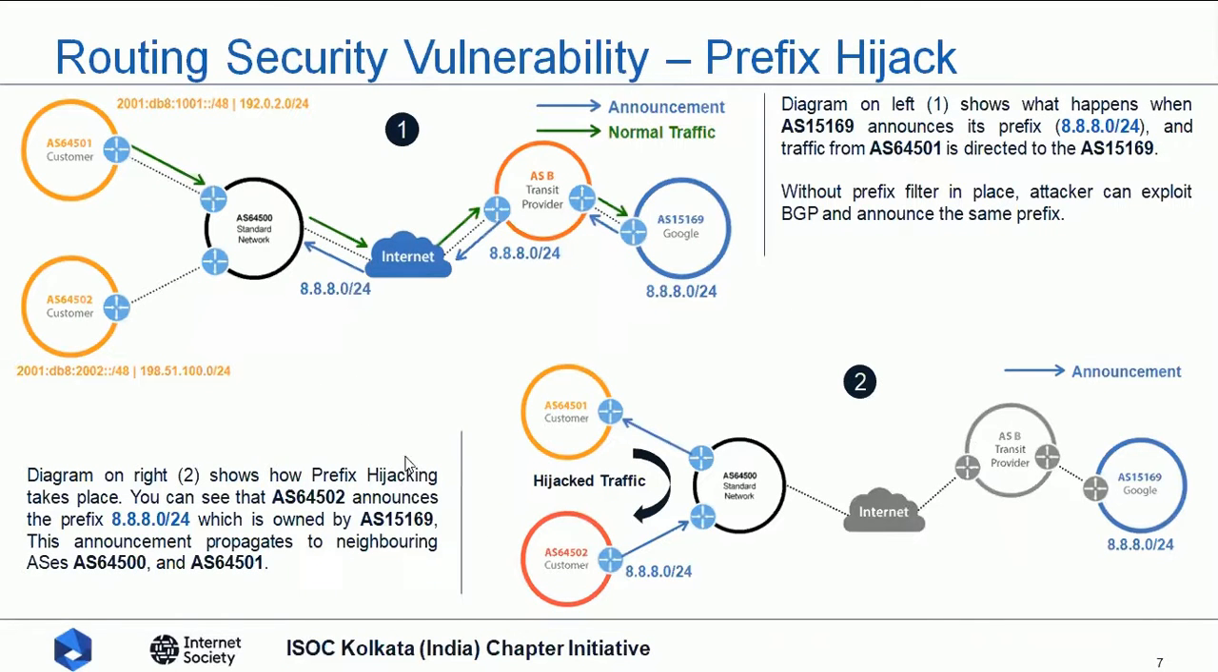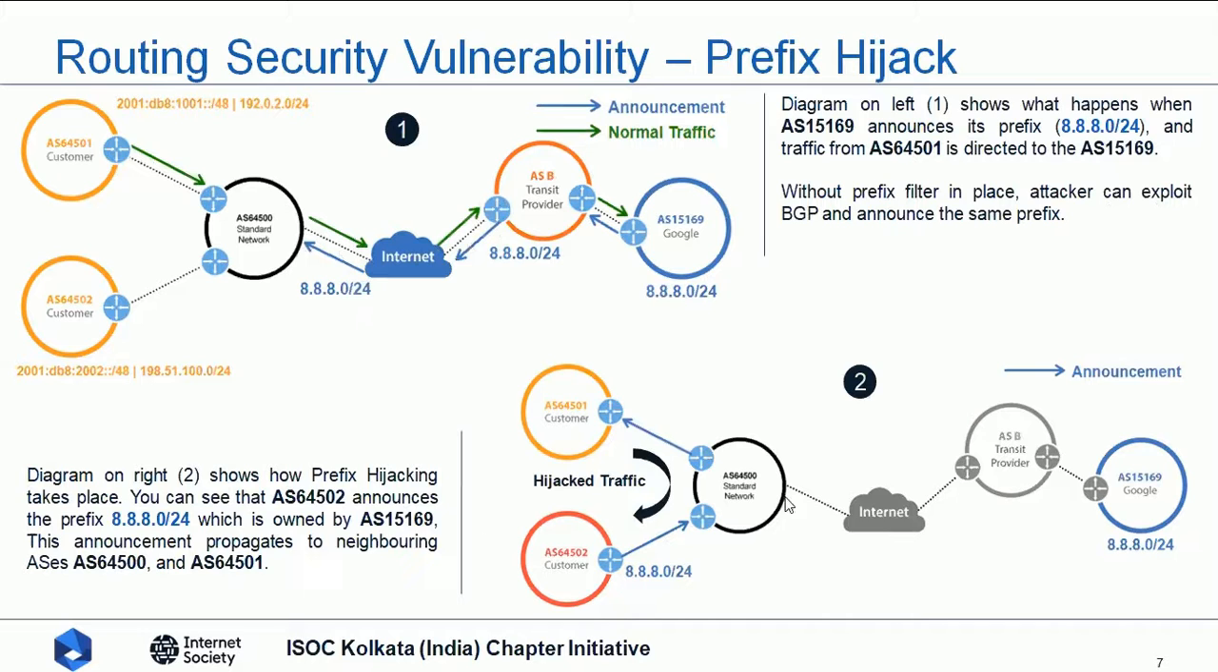Let us take the next one, the prefix hijack. The diagram on the left shows what happens when AS15169 announces its prefix 8.8.8.0/24, and the traffic from AS64501 comes as the normal route and finds it here, because it is announcing its prefix. Now, if you do not have any prefix filter in place, the attacker can exploit BGP and announce the same prefix.